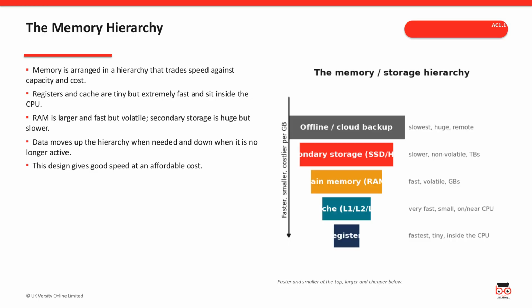Memory is arranged as a hierarchy, and it is a neat trade-off between speed, size, and cost. Right at the top sit the registers and cache inside the CPU, tiny but lightning quick. Below them, RAM, larger and fast but volatile. And at the bottom, the secondary storage, huge but slower. Data climbs up the hierarchy when it is needed and drifts back down when it is not.